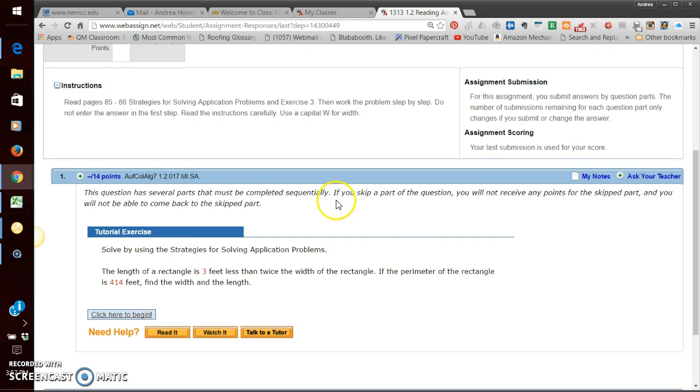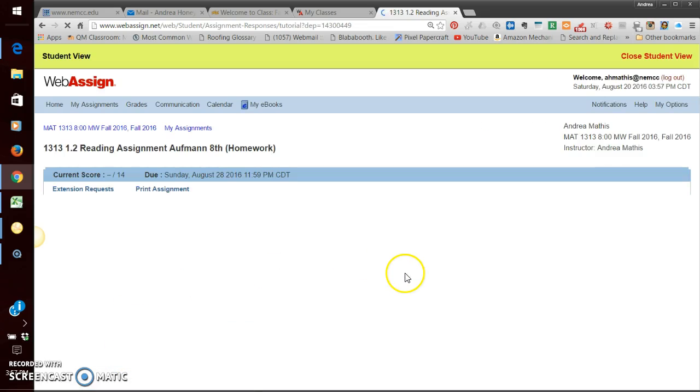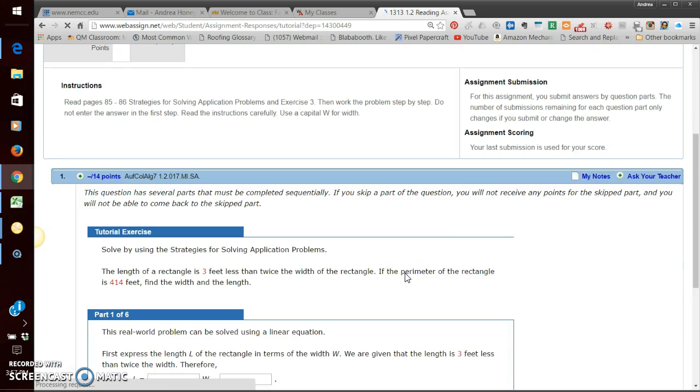So we're going to come down here. It also says something real important right here. If you skip a part of the question, you will not receive any points for the skipped part, and you will not be able to come back to the skipped part, so keep that in mind. Alright, so here we go. We've got solve by using strategies for solving application problems, and then we have our problem written out right here. So I'm going to click to begin, and just give it a second, and it will pop up with our first question.